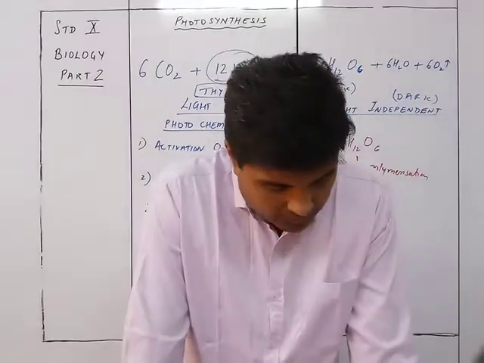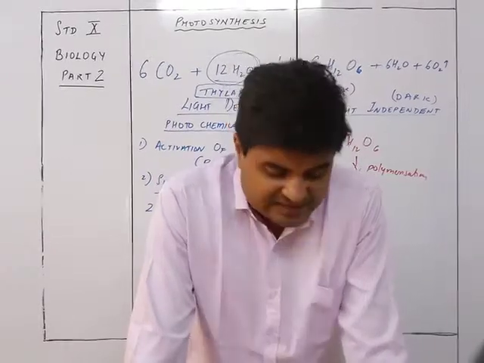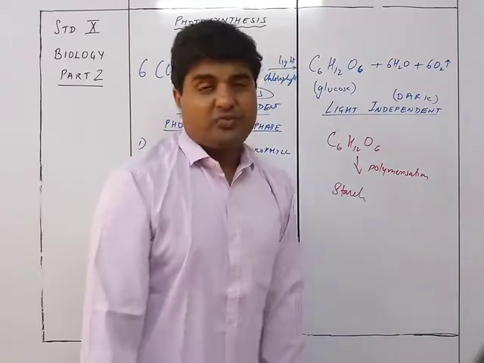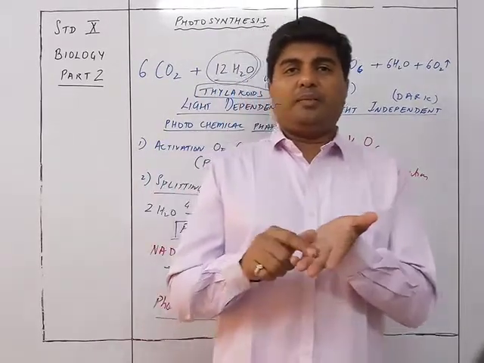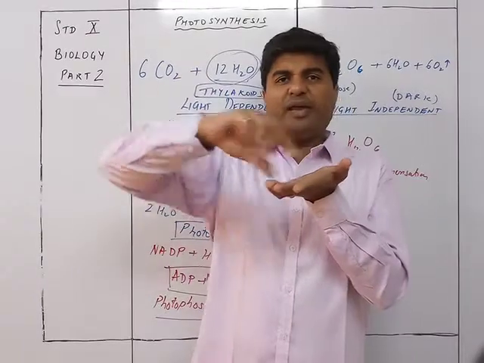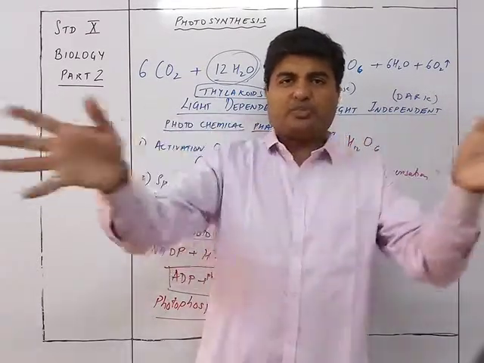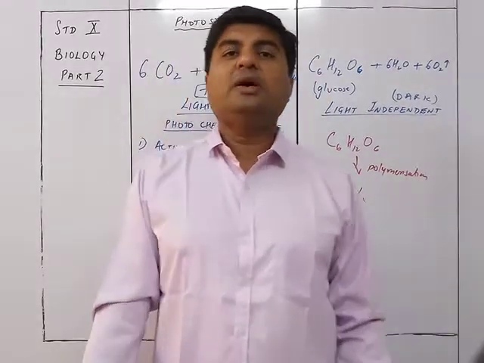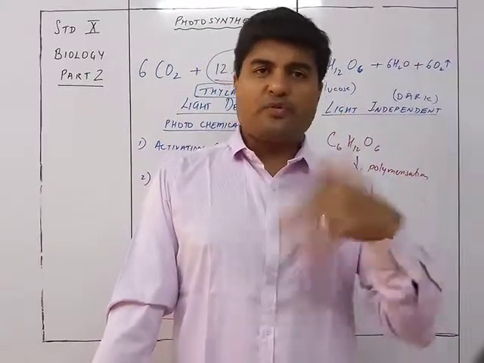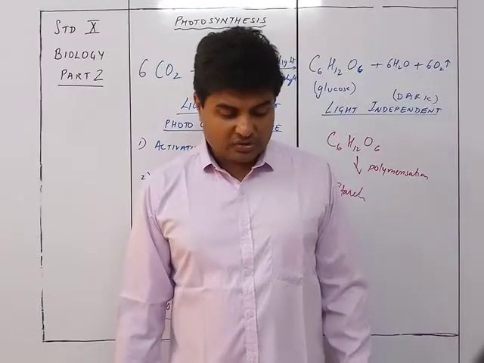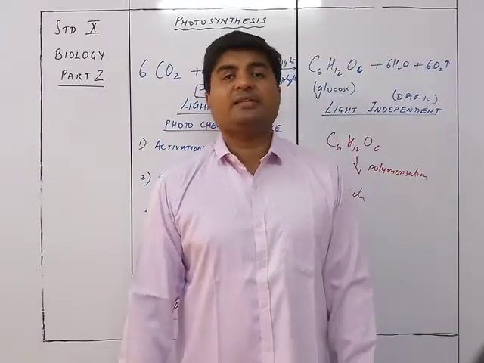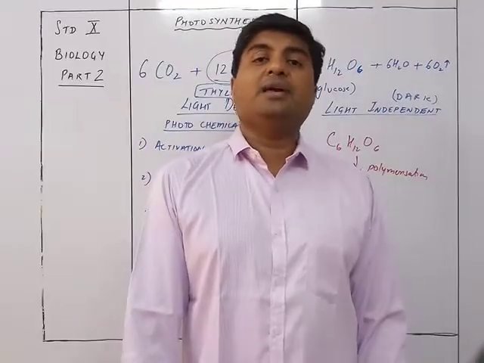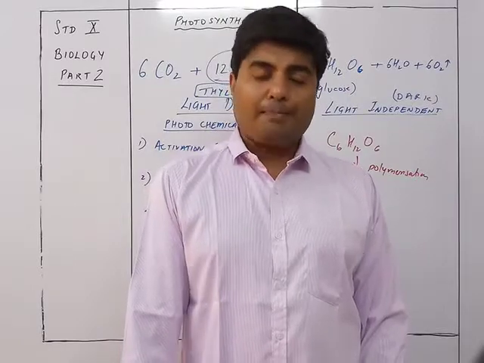And finally, an extensive vein system for rapid transport to and from the mesophyll cells. You will always find that the leaf has a vein system which is very widespread. You can see all over the whole leaf the widespread veins, so that there is rapid transport to and from the mesophyll layers. So these are the adaptations in plants for photosynthesis to take place in a faster, more rapid manner.